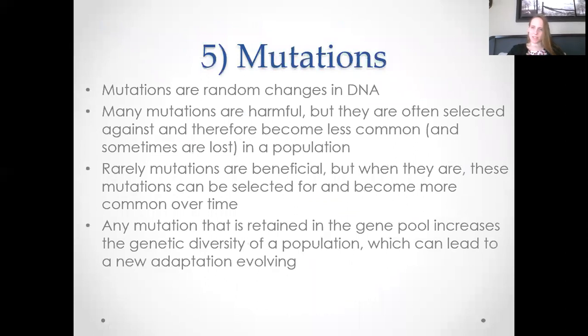And then the last way to change the gene pool is with mutations. So mutations, like we talked about in the genetics unit, are random changes in DNA. Many are harmful, and if they are, they will be selected against and therefore become less common in the population and might be lost altogether. Every now and then there will be a beneficial mutation. Those will be selected for and become more common over time. And any mutation that stays in the gene pool will increase the genetic diversity of the population.